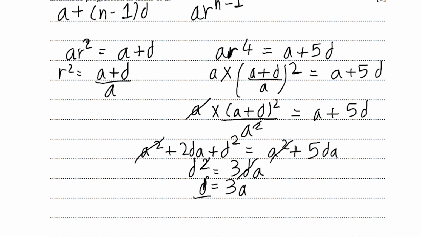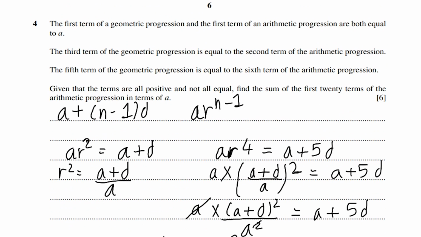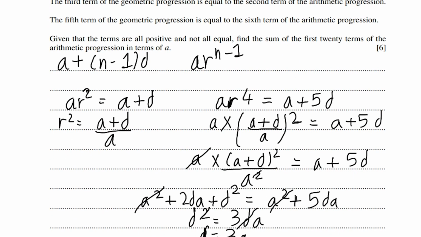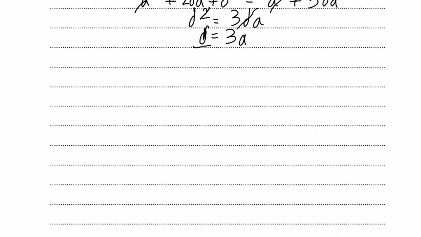So now we can easily find out the sum of the first 20 terms of the arithmetic progression in terms of a. The formula for calculating the sum of an arithmetic progression is n upon 2 multiplied by 2a plus n minus 1 multiplied by d. Here 2a is twice the first term, n is the number of terms, and d is the common difference.